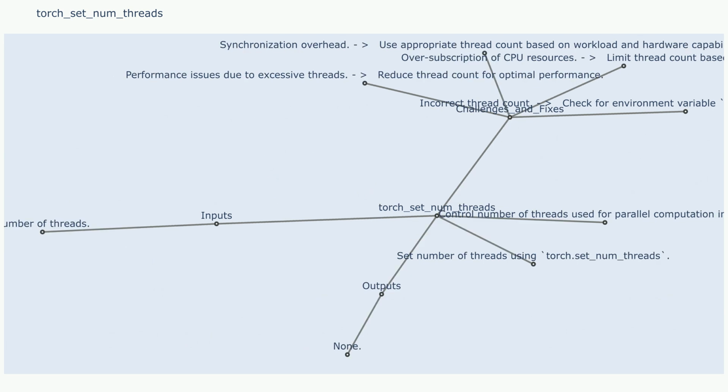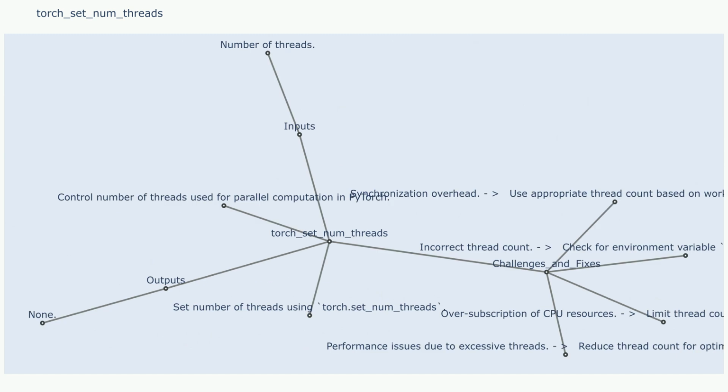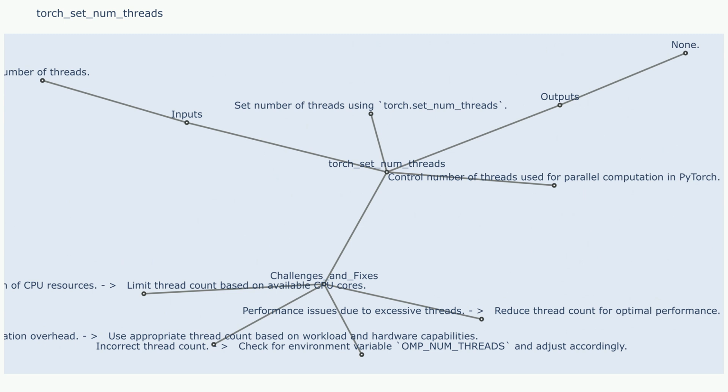Sample use case: setting torch.set_num_threads(100) on a machine with only 4 cores might result in significant overhead. Fixes. Set the number of threads to a reasonable value that aligns with the number of available CPU cores. Generally, setting it to the number of cores or slightly higher, e.g. twice the number of cores, is a good starting point.